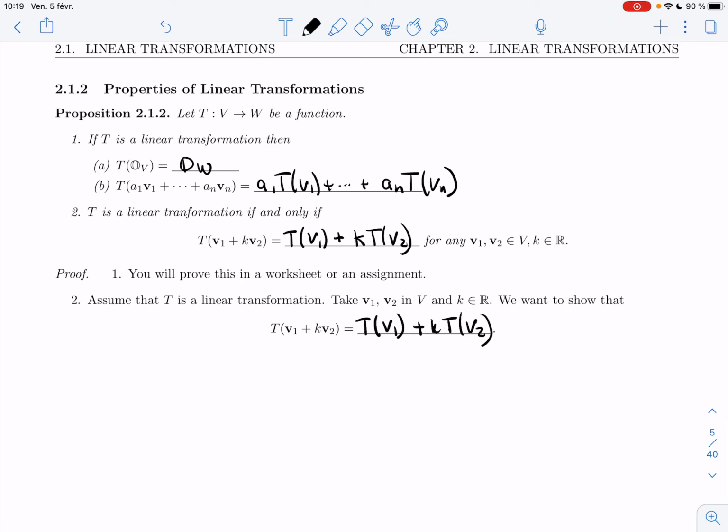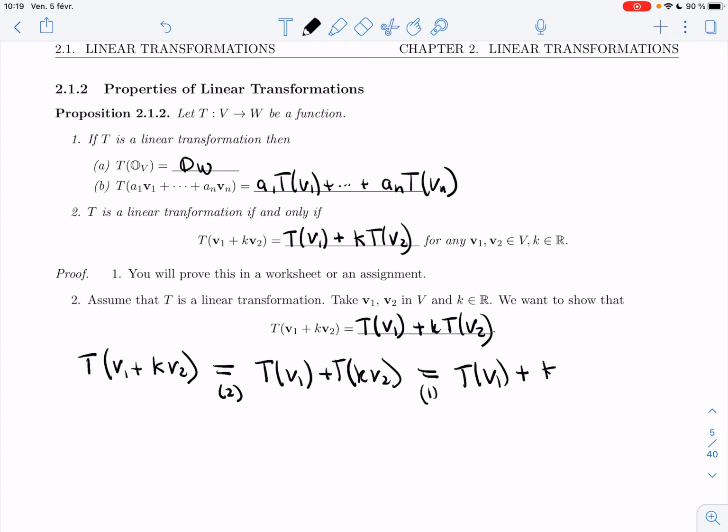All right, so let me start with this, but I can use the two properties that we had before. So by property 2, I can split the sum, and then by property 1, I'm going to be able to factor the T out. So it's applying both properties one after the other.